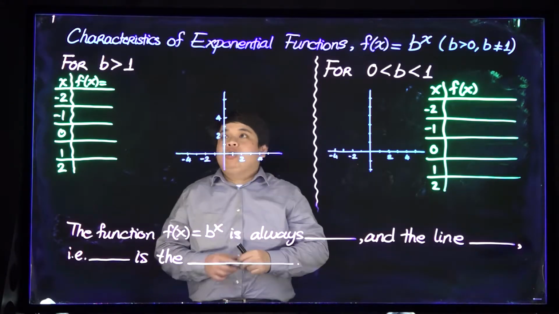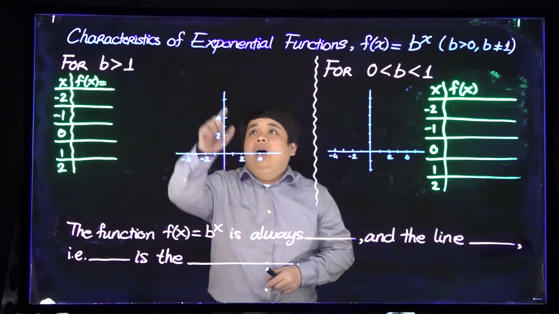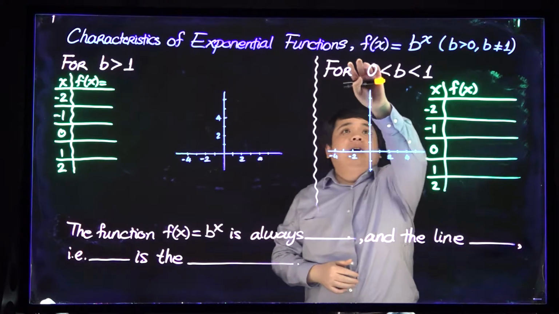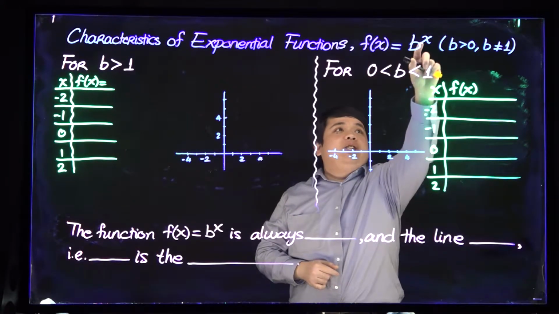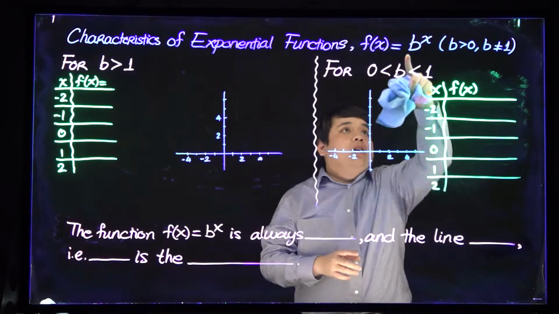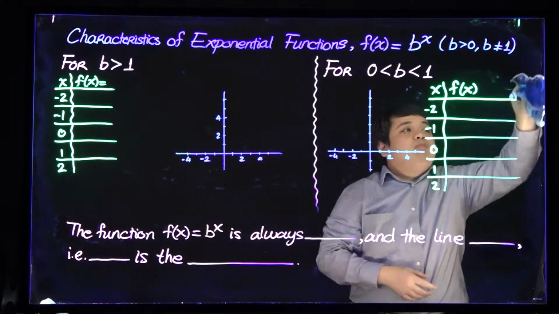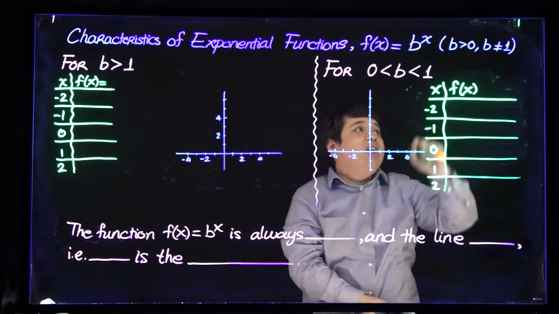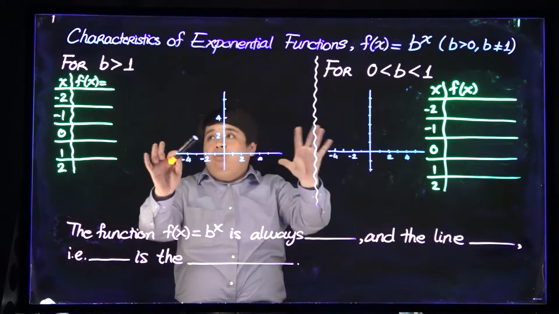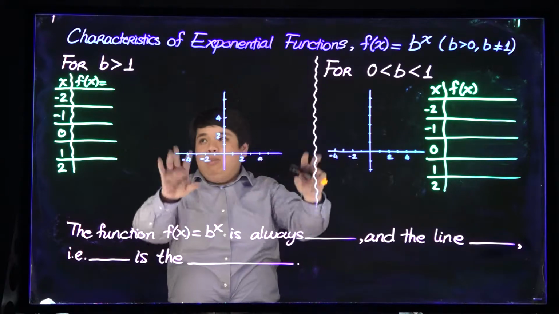In this video, we will talk about characteristics of exponential functions. An exponential function is f of x equals b to the x power, where the base b is positive and not equal to 1. That's just the way we define it. The first part, we talk about the graph.